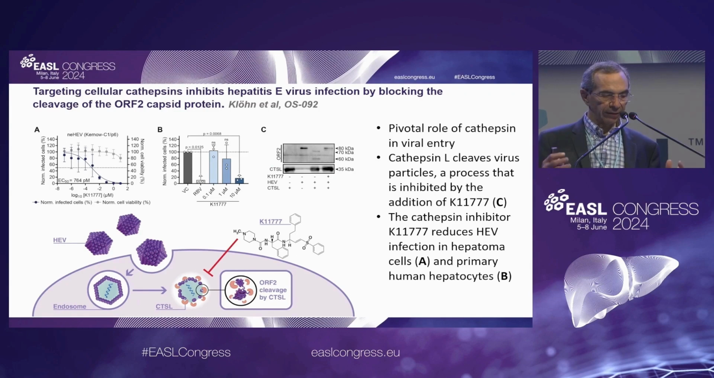regarding hepatitis E, there was a very nice presentation from Dr. Klein and colleagues, which looked at the targeting of cellular cathepsins to inhibit hepatitis E virus infection. They showed a pivotal role of cathepsin in viral entry. They showed that cathepsin L cleaves the viral particle, a process that is inhibited by the addition of the compound K11777. This cathepsin inhibitor was shown to reduce hepatitis E virus infection in hepatoma cells, but most importantly in primary human hepatocytes. So this very important paper really opened a new perspective in terms of translational research for hepatitis E.